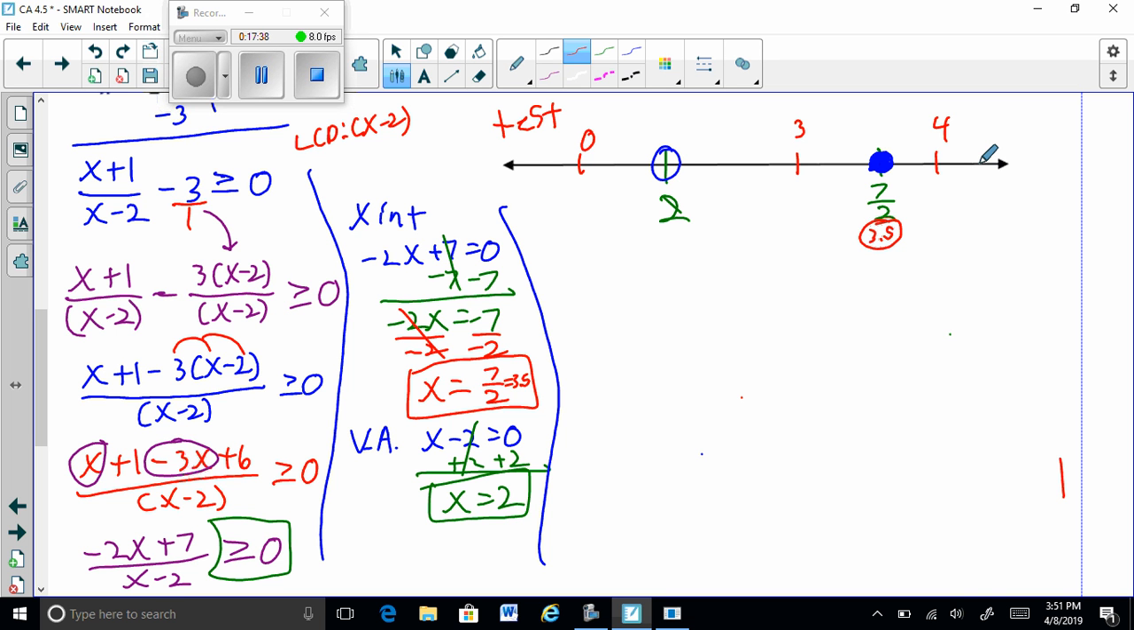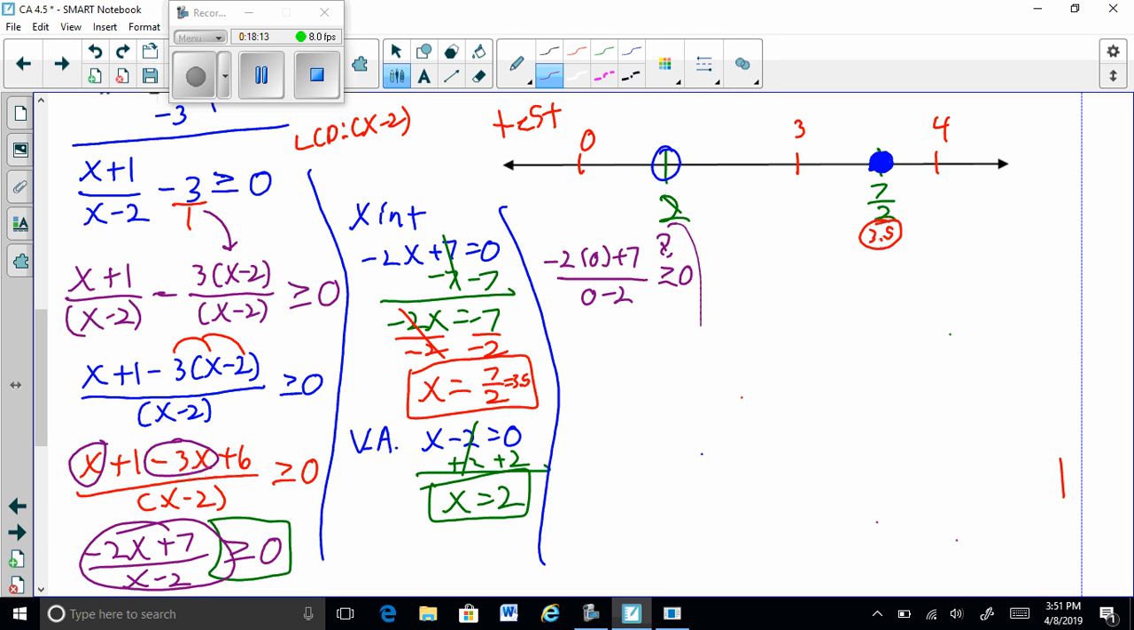Okay, so you can plug this back into the original or the one that we kind of got going over here. I prefer to basically plug it into the one that we kind of put into a more user-friendly format. I think that would probably make life a little bit easier. So I'm going to be using this guy down here. Okay. So first we're going to plug in 0. Let's see, -2 times 0 plus 7 all over 0 minus 2. We want to know if that's greater than or equal to 0.